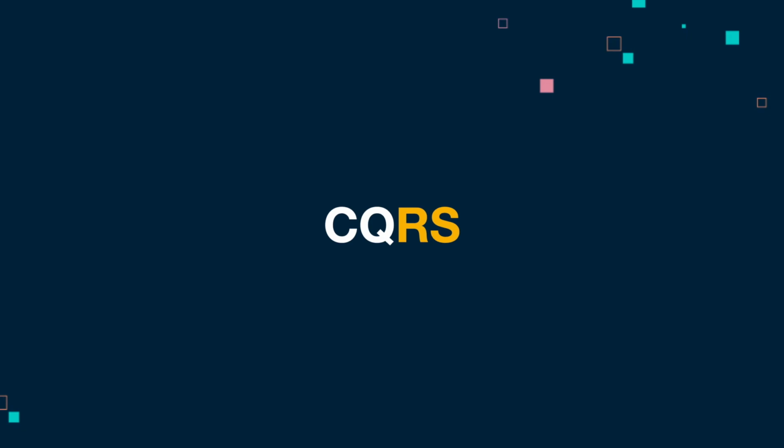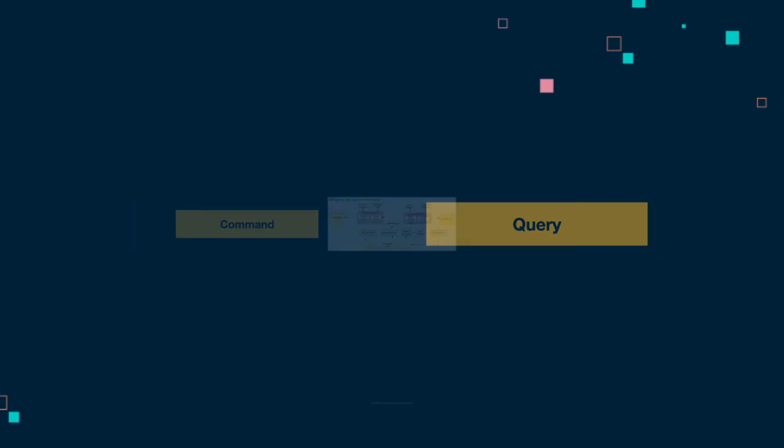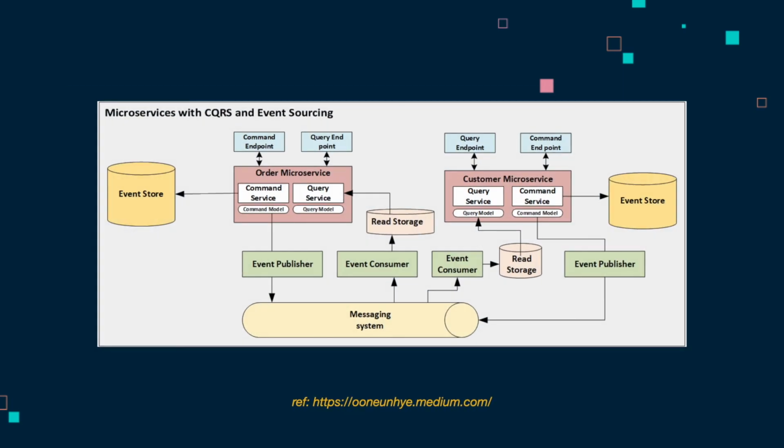CQRS is a form of microservice design that separates the service, model, and the database into two main parts. The first part is the command layer, and the second part is the query layer, as you can see in the picture. And this is an example, and we use event sourcing with CQRS together.